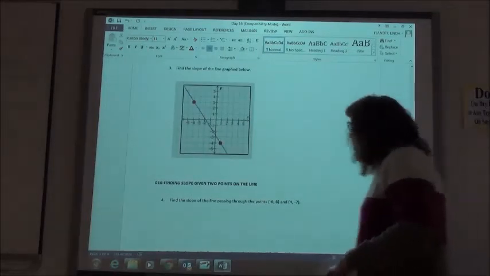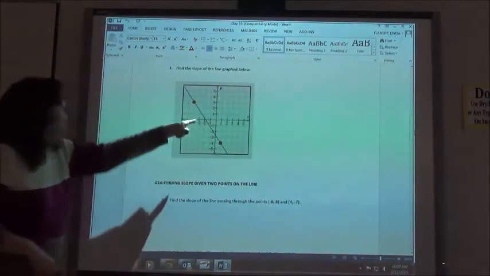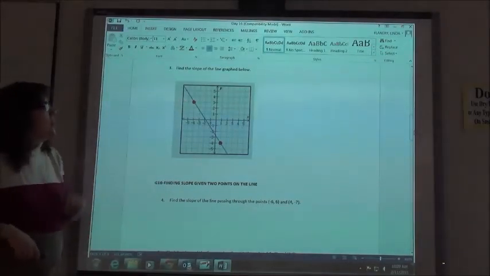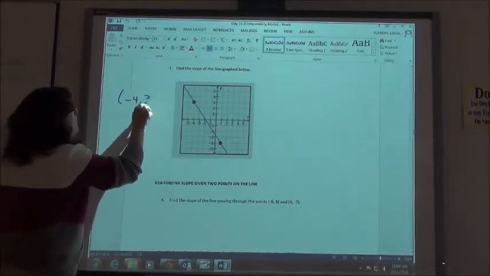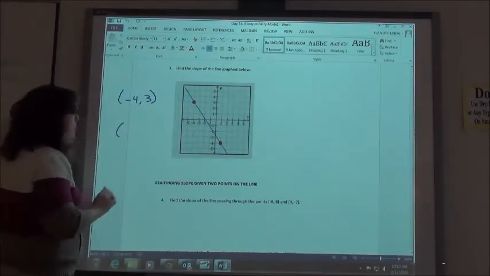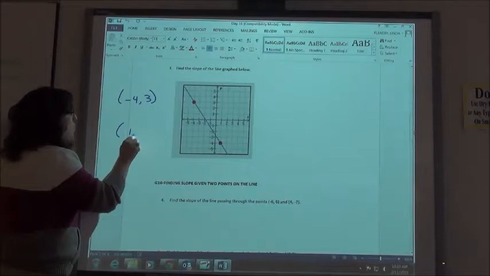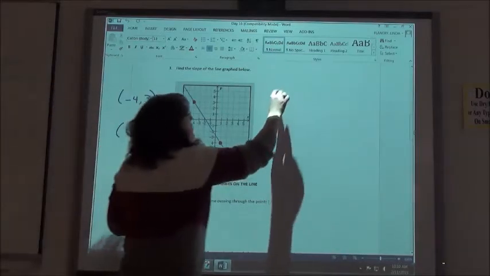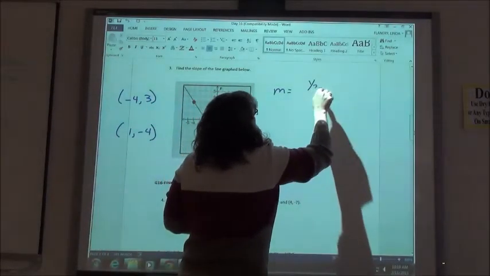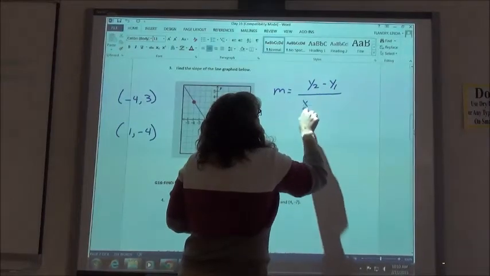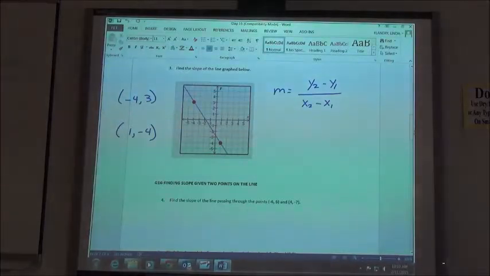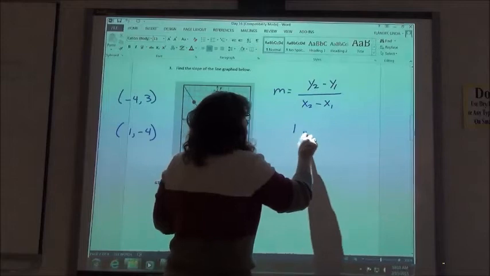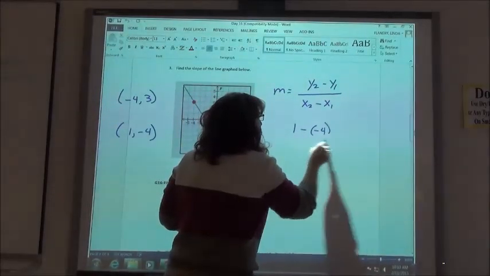So number 3, if we want to find the slope of our line, the first point on the left here, what are my coordinates? Negative 4 and 3. Negative 4, 3. And the second one is at? 1, negative 4. So my slope, I'm going to do the change in y over the change in x. So y2 minus y1, I would do? 1 minus a negative 4.